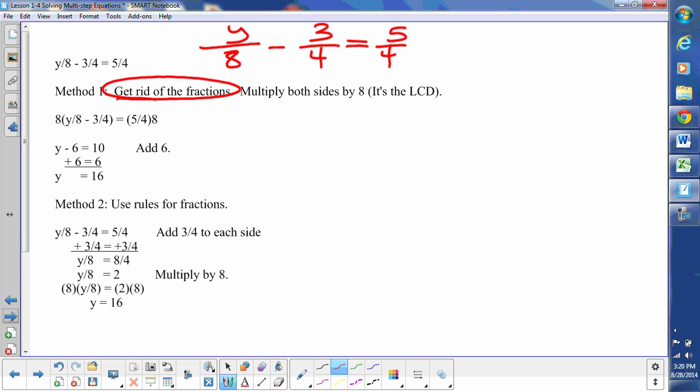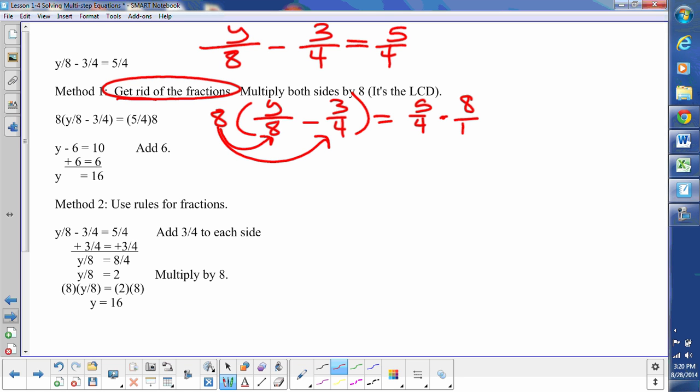We'll do that by multiplying both sides by 8. You see that done in this step here. 8 times the entire left-hand side, y over 8 minus 3/4, is equal to 5/4 times 8. I'm going to write that as 8 over 1. Now I'm going to distribute on this side. Remember, to distribute, I multiply the first term by 8 and the second term by 8. That gives me 8 times y over 8 minus 8 times 3/4 equals 5 over 4. Remember, I wrote this as 8 over 1.